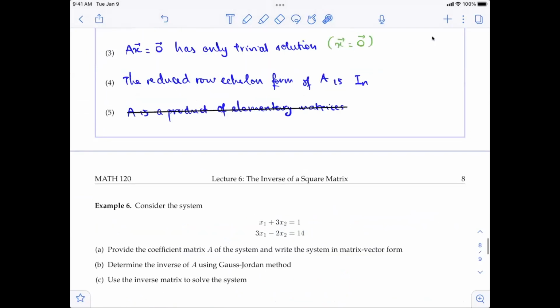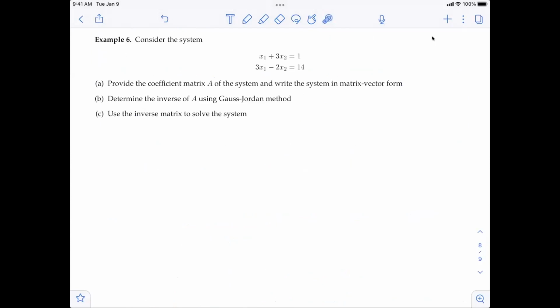Okay. So first things first, given the system x1 plus 3x2 equal to 1 and 3x1 minus 2x2 equal to 14, what we need to do is obtain the coefficient matrix and write the system in matrix-vector form. Okay. And then part B, determine the inverse of A using the Gauss-Jordan method. We already covered that in one of the previous examples. And then we're going to use the inverse matrix to solve for the solution of the system. Okay, so part A, I'm going to form the coefficient matrix.